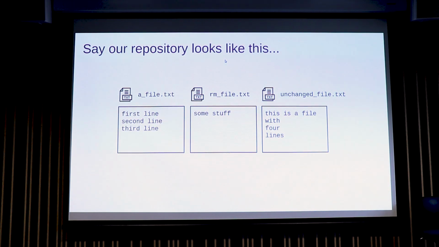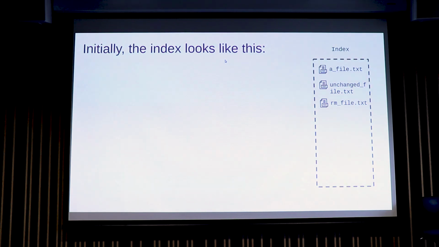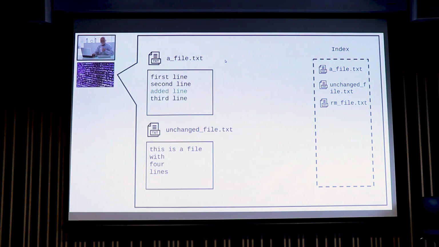So if your repository looks like this, you have three files: file.txt, rm-file.txt, and unchanged-file.txt, and those are the contents of those files. And we start messing around with the index by using git add. The index will initially look like this. Again, a common misconception is that Git only saves the differences from one version to the next. But in fact, the index will by default contain all of the files in your Git repository, okay?